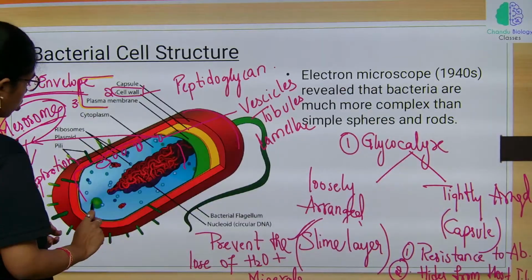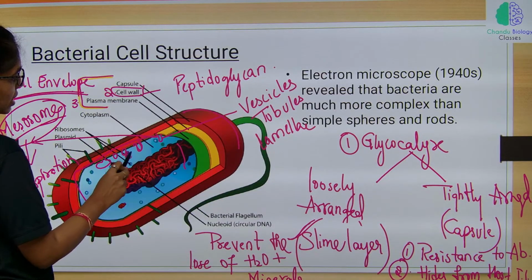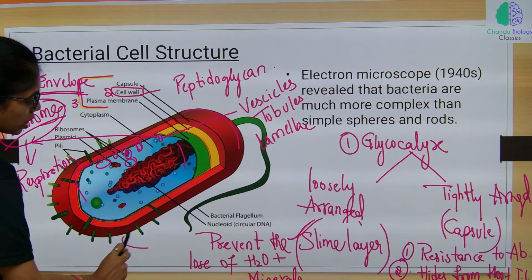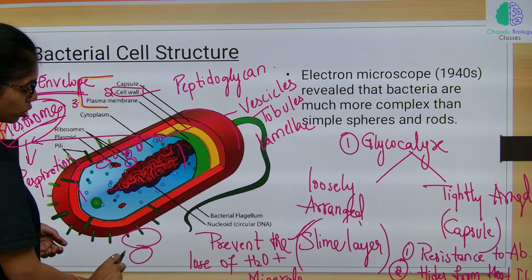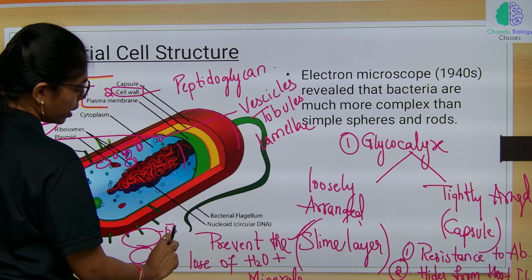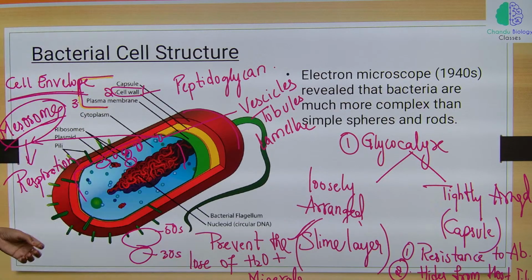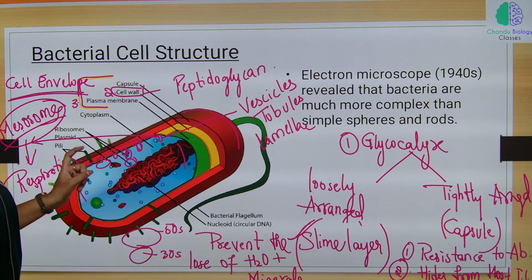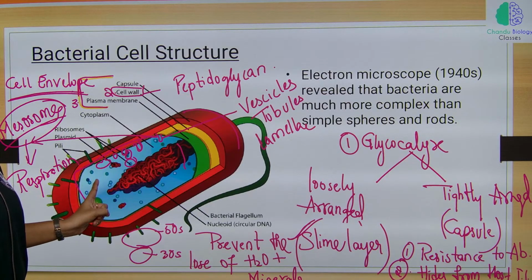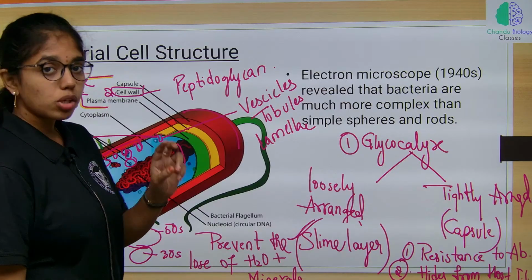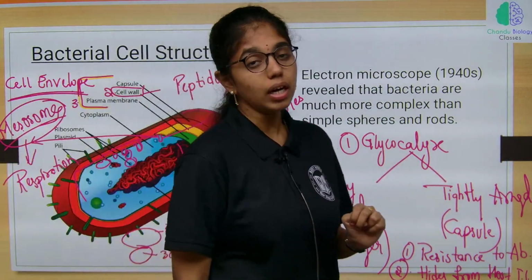What are the non-membrane bound organelles seen in the cytoplasm? Ribosomes, which are 70S type of ribosomes, wherein the larger subunit is 50S and the smaller subunit is 30S. Where are these ribosomes actually present? Ribosomes are present inside the cytoplasm and attached to the cell membrane. So, these are the two locations of the ribosomes.